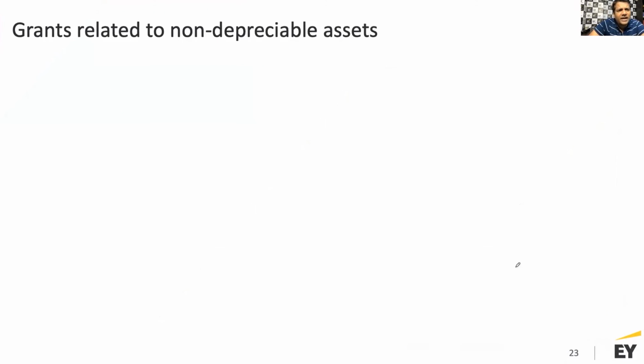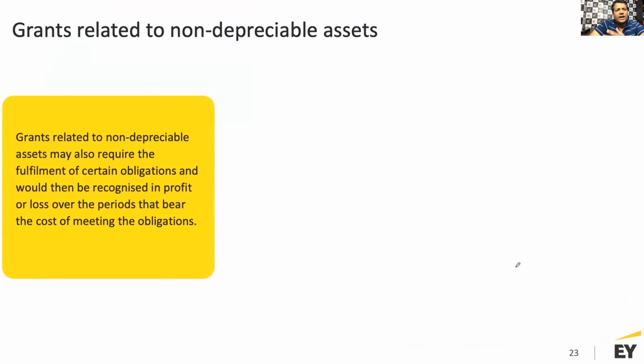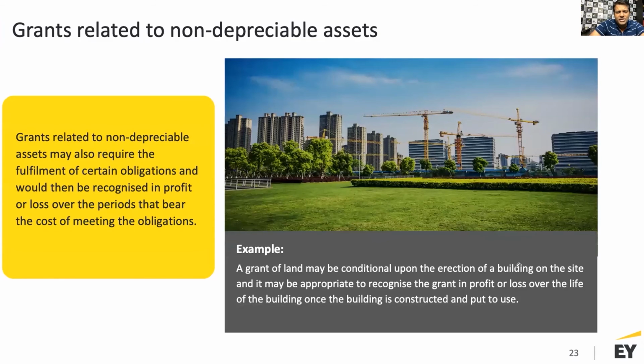There are situations that you may receive grant in relation to non-depreciable asset. And what are non-depreciable assets? Land. Land is ordinarily a non-depreciable asset. So a grant related to non-depreciable asset may also require the fulfillment of certain obligations and would then be recognized in P&L over the period that bear the cost of meeting the obligation. A very simple example is a grant of land, which may be conditional upon the erection of a building on the site, and it may be appropriate to recognize a grant in profit or loss over the life of the building once the building is constructed and put to use.